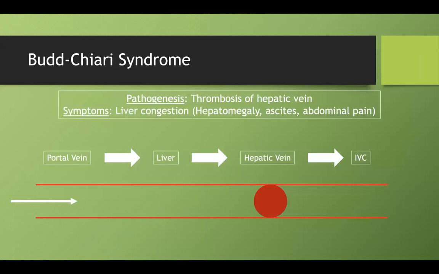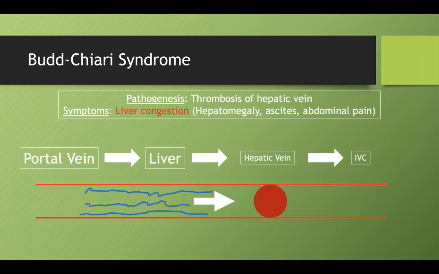So let me show what I mean by that. What's going to happen is that if you have this thrombus here, you're going to have your blood supply trying to get past this thrombus, but since it can't, everything's going to build up and you're going to get fluid that's just stuck behind it. So you'll get liver congestion. You also get portal venous congestion as well.